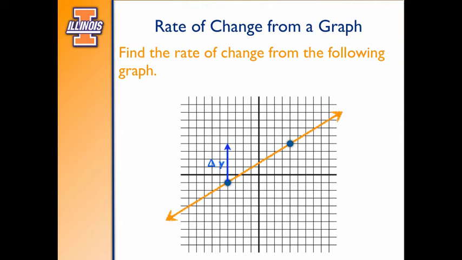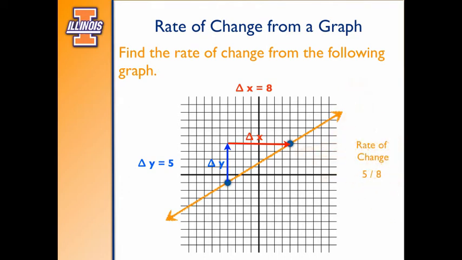Then I calculate delta y. I calculate delta y by counting the spaces up or down from my first point to get to my second point. In this case, delta y is equal to 5. And because I'm going up, my delta is positive. I'm increasing. My delta x goes to the right, and I count how many spaces I have to go from one point to the other in the x direction. In this case, delta x is equal to 8, and it's positive because I'm increasing.